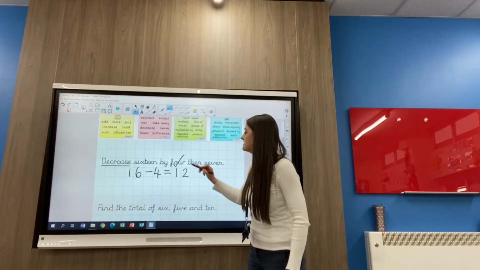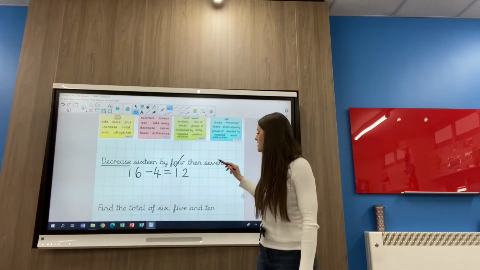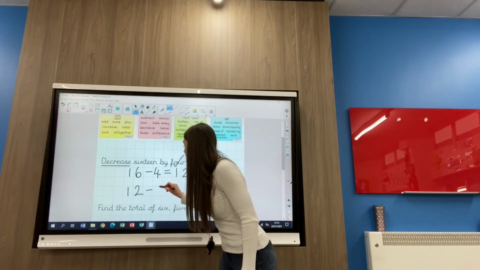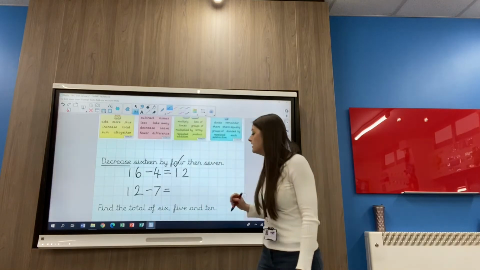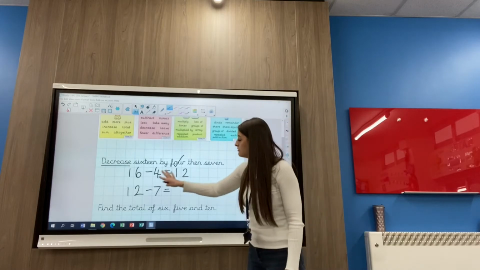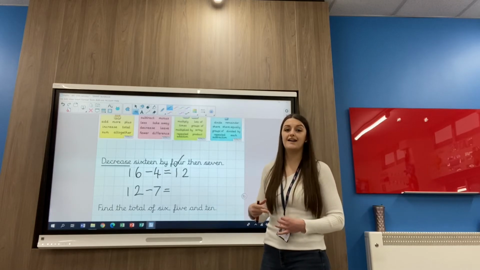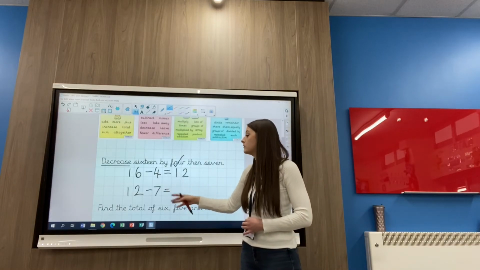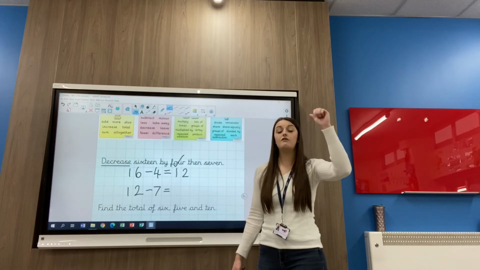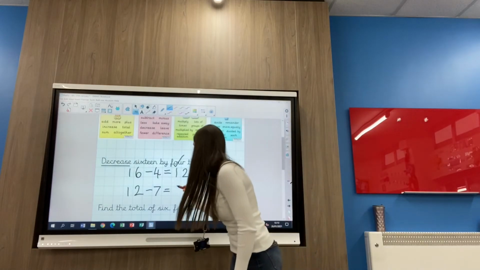So I've decreased 16 by 4, but the second part says then 7. So from my answer, 12, I need to subtract 7. I'm decreasing it again. Some of you will just know that one straight away, but if you're a little stuck, remember we can count backwards, or forwards if we're adding. But we're subtracting, so we're going to count backwards. So we can pop 12 in our heads and take away 7. That's 12, 11, 10, 9, 8, 7, 6, 5.